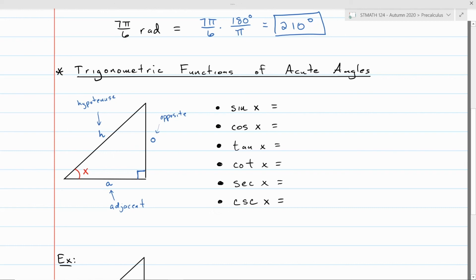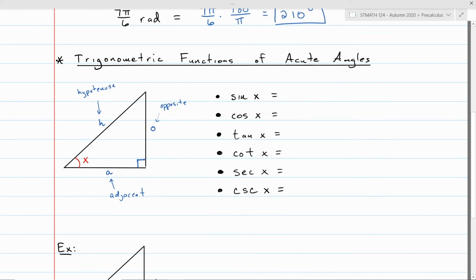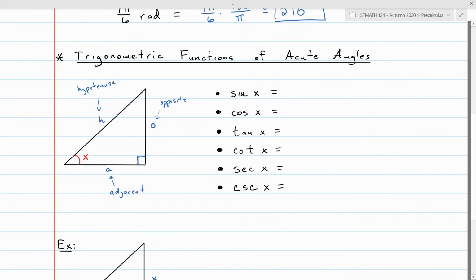So the way we define the trigonometric functions of that angle x, sine of x is the opposite over the hypotenuse, so O over H. Cosine is the adjacent over the hypotenuse, so A over H. Tangent is the opposite over the adjacent, O over A. Cotangent is the reciprocal of tangent, it's the adjacent over the opposite. Secant is the reciprocal of cosine, so it's H over A. And cosecant is the reciprocal of sine, so H over O.